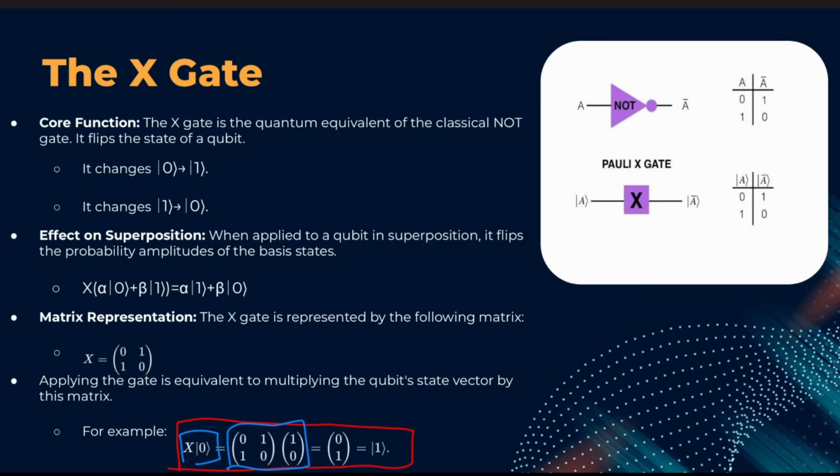Whenever we solve for this matrix, we end up getting this result. And you can see between these two matrices, they're exact opposite of each other. So the 1 turns to a 0, and then the 0 turns to a 1, just like the NOT gate.